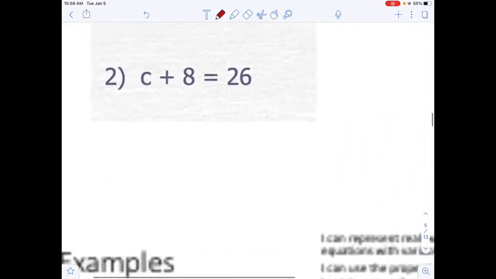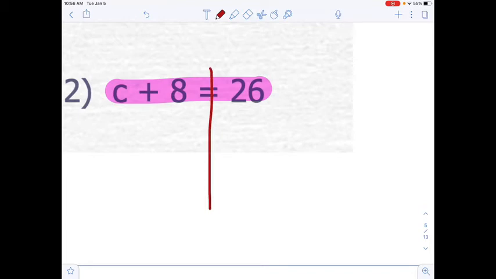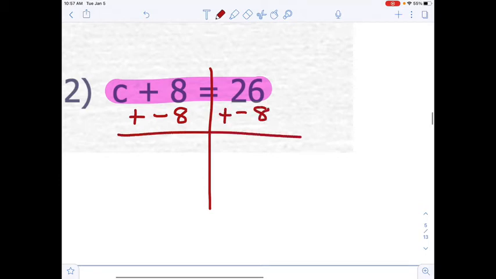The next one I want you to write down in your notes is c plus 8 equals 26. Again, draw a line down the equal sign. I'm trying to get c by itself, so I'm going to add the opposite of positive 8 to both sides, which is negative 8. I'm adding negative 8 to both sides, which I know is confusing, but the more we practice, the easier this will get. Always add negative. It's the same as subtracting, but it makes our life easier.